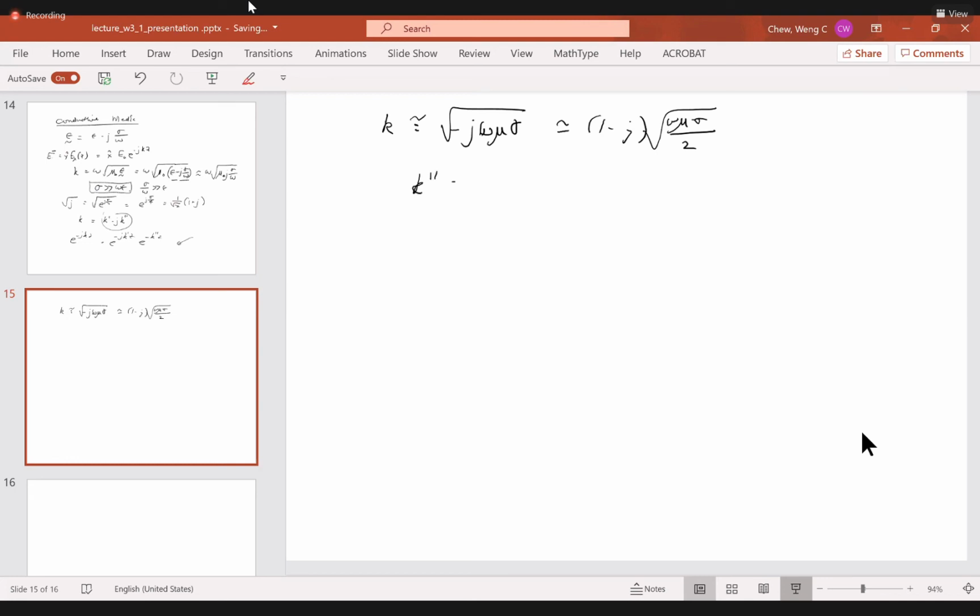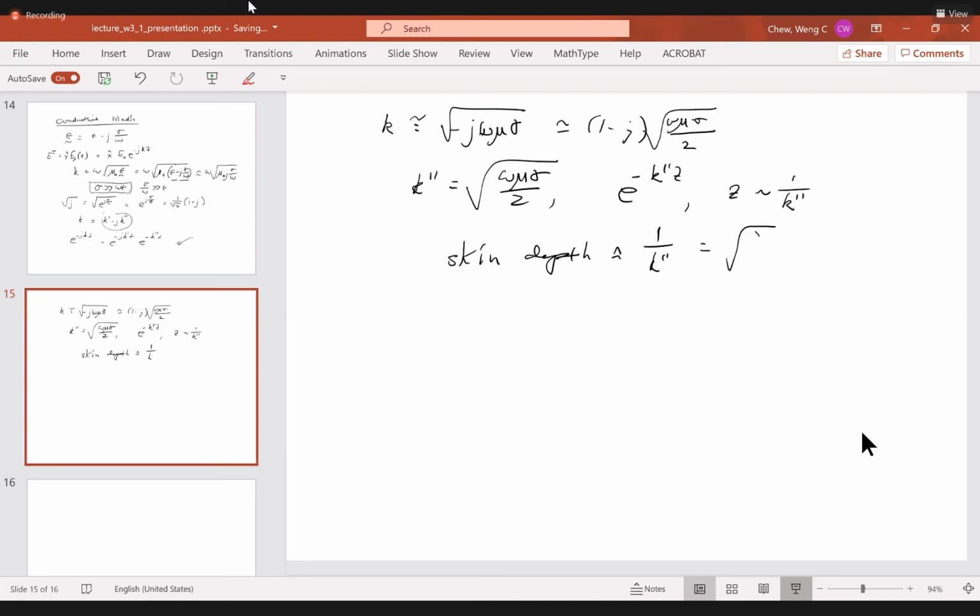Okay, and this is the decay length. If the function decays like this, then z is decaying to 1 over e in this length, and this decay length is known as the skin depth. Skin depth is just the reciprocal, and it is equal to the square root of 2 over omega mu sigma. This formula is very important. It says that the decay length of a wave in the conductive medium is given by this.